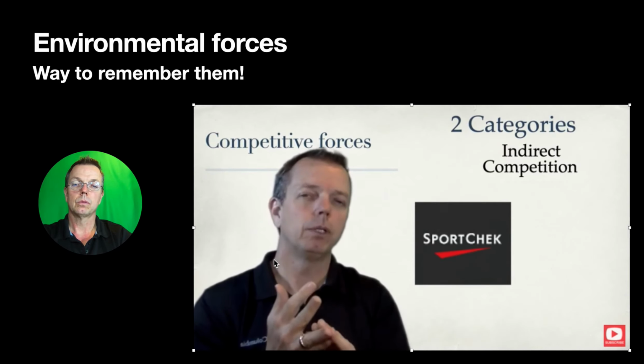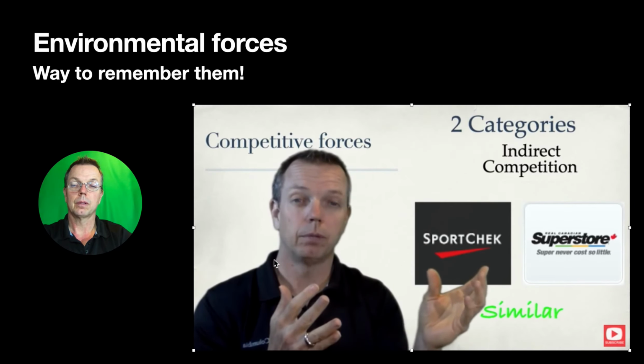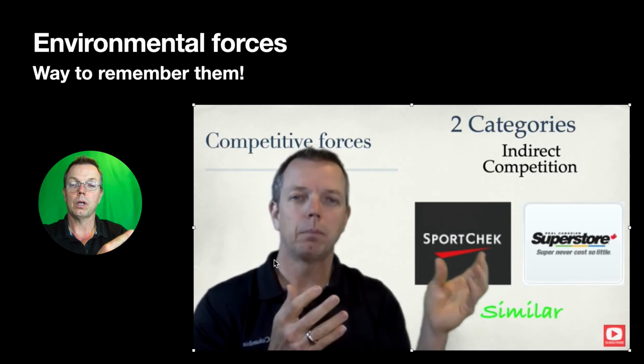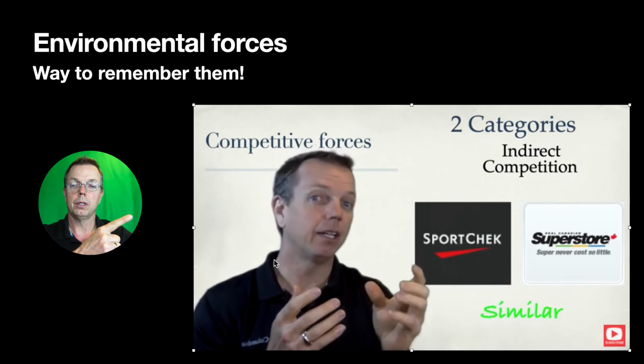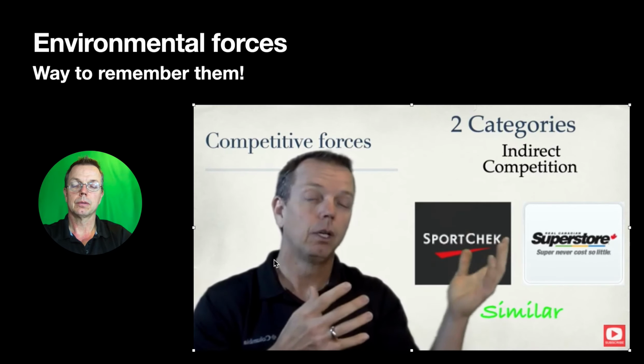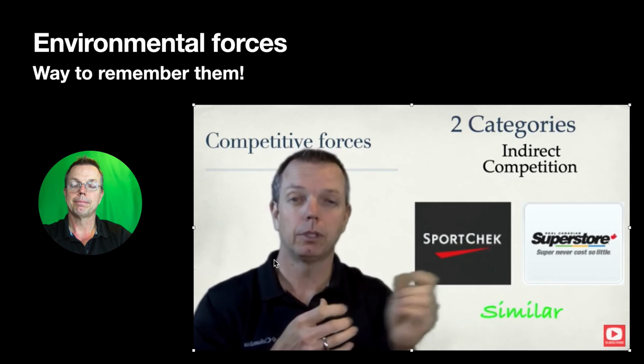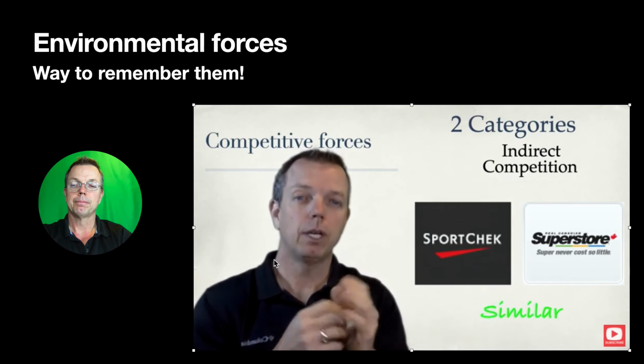But an obvious one, where else can you buy sporting equipment? Real Canadian Superstore, right? They have very similar products. You can buy shoes at Costco. Walmart, identical. But remember, if we're looking for a white t-shirt, maybe even a white Nike t-shirt, Real Canadian Superstore might carry that exact same stuff. So they're in direct competition with each other. All right? So let's not get those two mixed up.